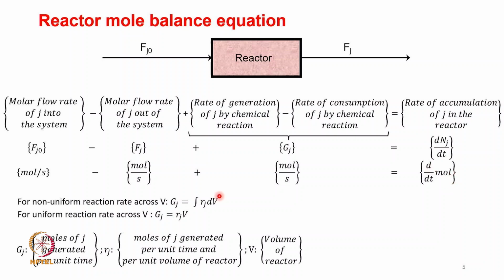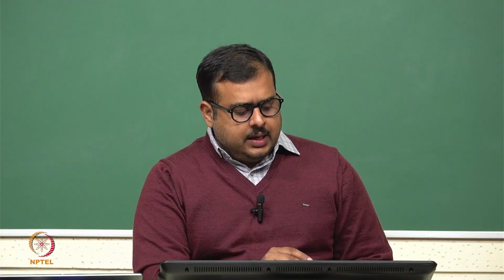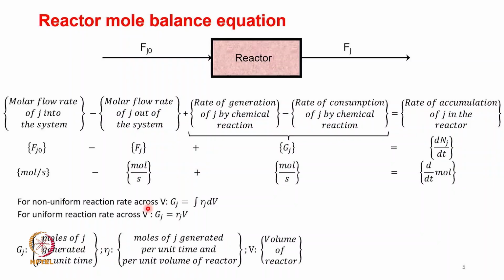So in certain reactors you would see that the reaction rate is uniform across the volume, and in certain reactors you would see that the reaction rate is non-uniform across the volume. In those conditions, your Gj would have two different structural forms. If it is a non-uniform generation across the reactor, you have to integrate the rate across the entire volume.